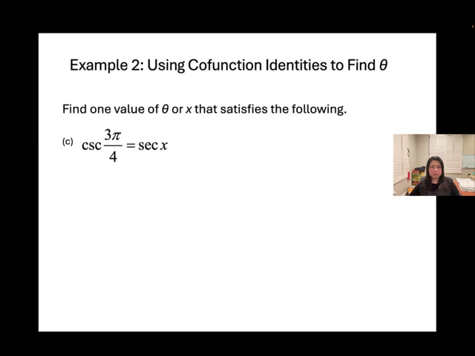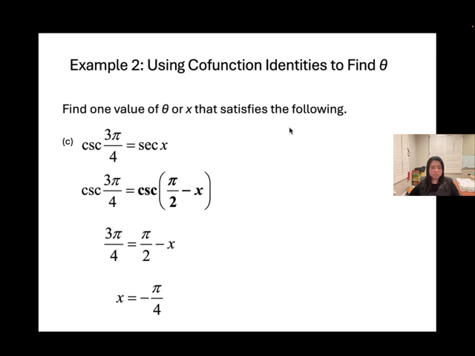Okay, C. Again, find one value of theta that satisfies the following. That's a cosecant and secant. So we always replace the one with the variable. We're going to replace the secant. That will be cosecant of pi over 2 minus x. We have to use radians because the given is in radians. Simplify it. So x equals negative pi over 4.